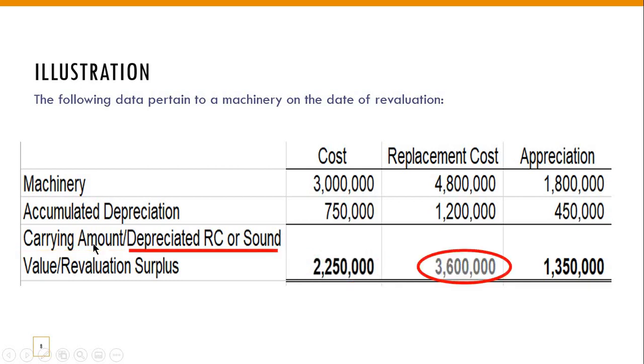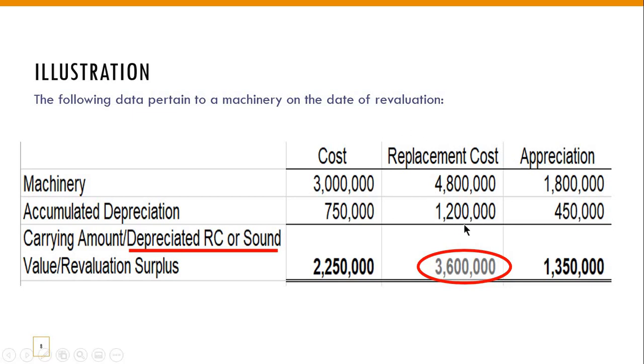Now, this 3.6 million is the depreciated replacement cost or the sound value. It's just the replacement cost, 4.8 million minus 1.2 million. You get the depreciated replacement cost or the sound value. Technically, this is the original, historical cost. This replacement cost of 4.8 million is the cost if you buy the property, plant, and equipment, or the asset, today, less accumulated depreciation on the replacement cost.